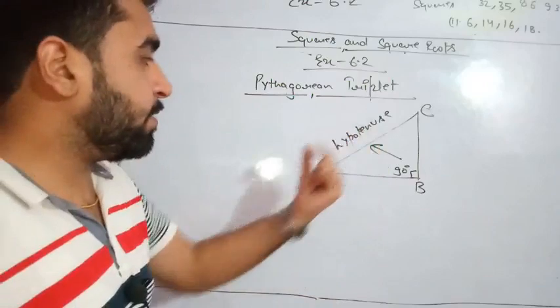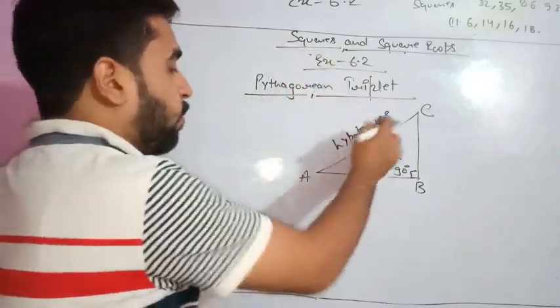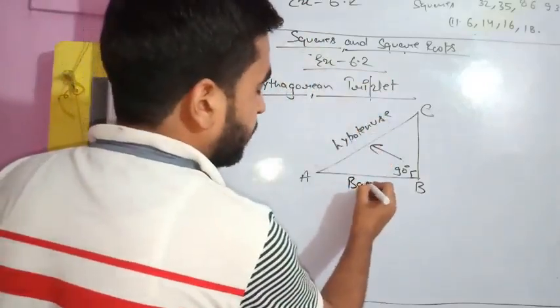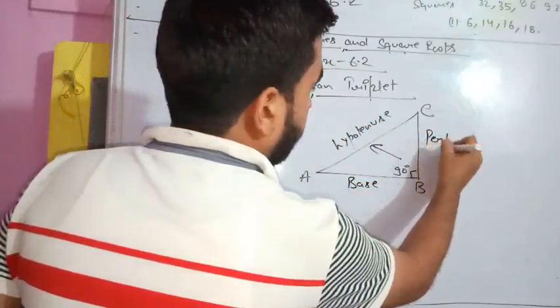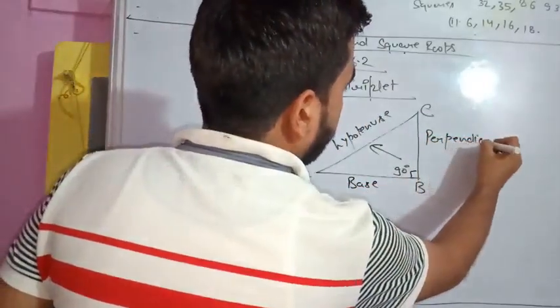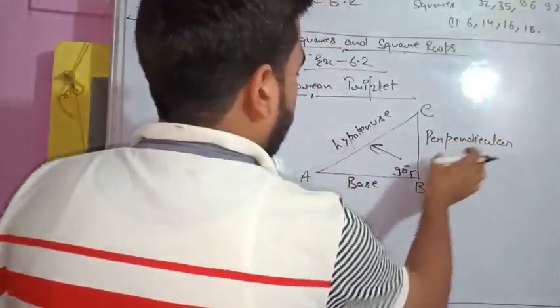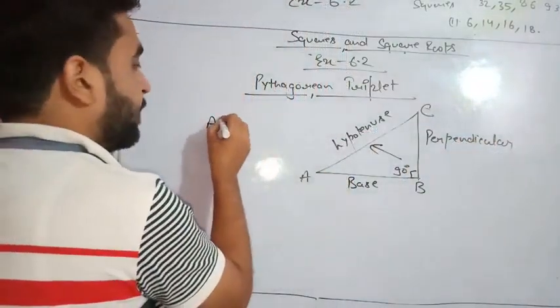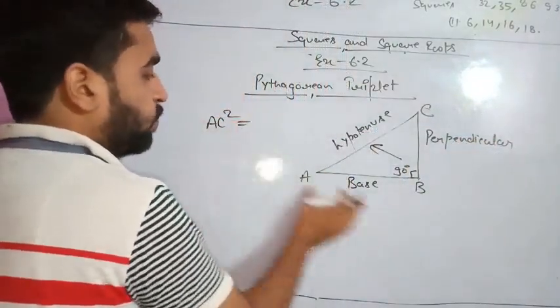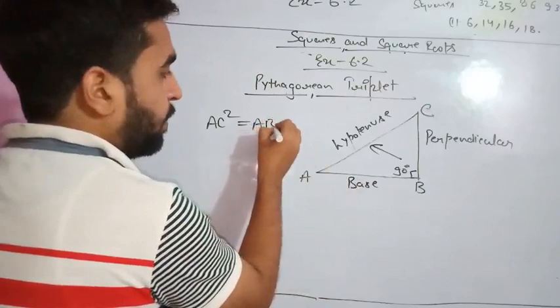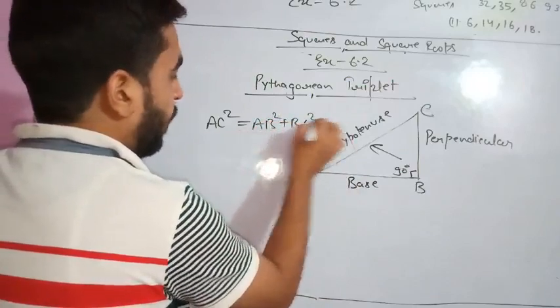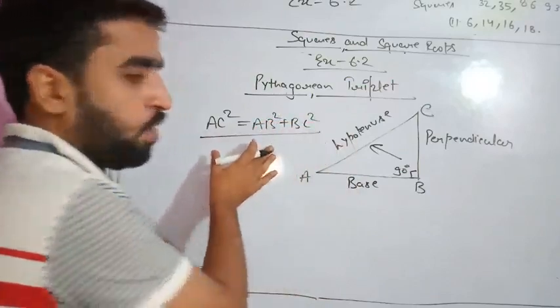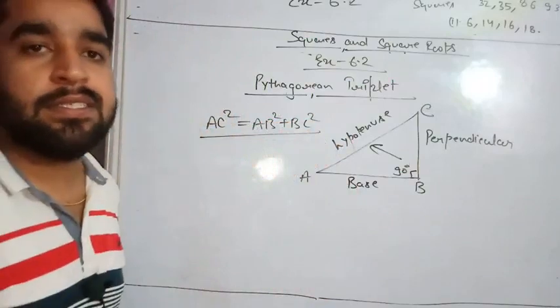So students, this is the hypotenuse, which is the longest side, and this is the base, and this is the perpendicular. You have studied one relation between hypotenuse, perpendicular and base, that is, square of hypotenuse is equal to base square plus perpendicular square. That is the Pythagoras theorem. You have studied it in class 7th.